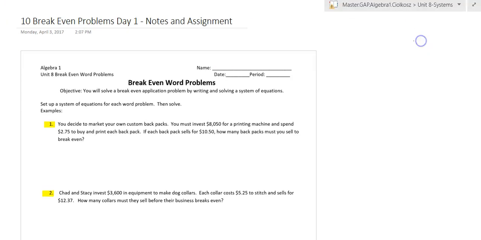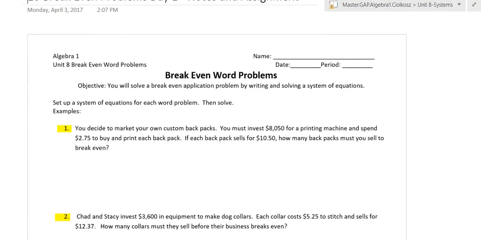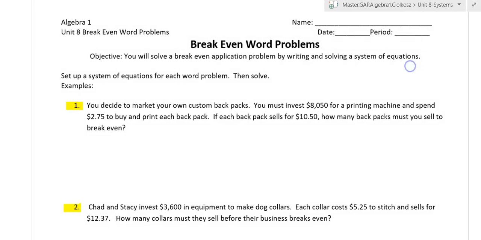But as far as our notes go, let's go ahead and take a look here. Break-even word problems. Essentially what this means is we're going to have something like one equation equal to another. Alright, so number 1, you decide to market your own custom backpacks. You invest $8,050 for a printing machine and spend $275 to buy and print each backpack. If the backpack sells for $10.50, how many backpacks must you sell to break even?